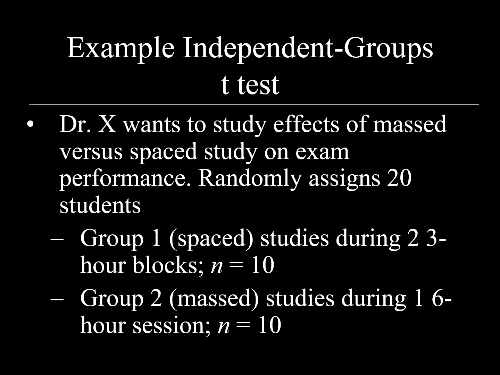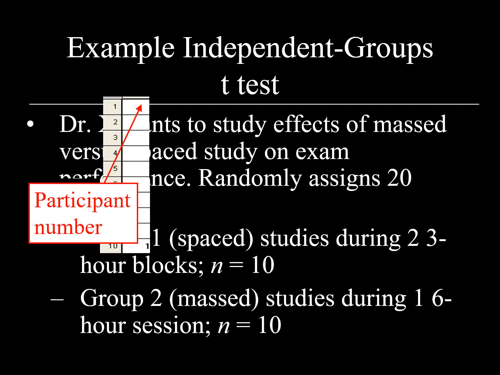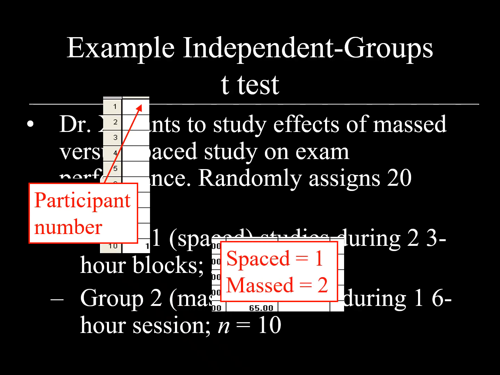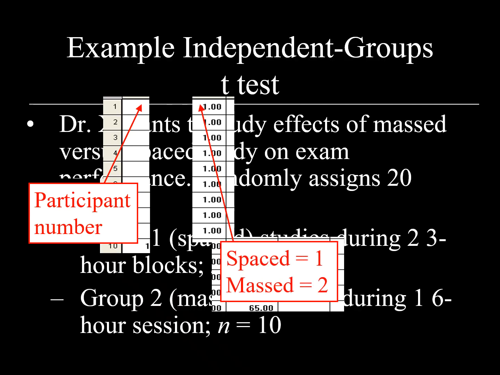And basically what we have is a couple of things here. We have participant number, so which participant is which, and again, there's a total of 20 participants. We have the actual study type, so this is our independent variable, with spaced being coded as 1 and massed study being coded as 2. Now again, this is arbitrary. We could have coded massed as 1 and spaced as 2.